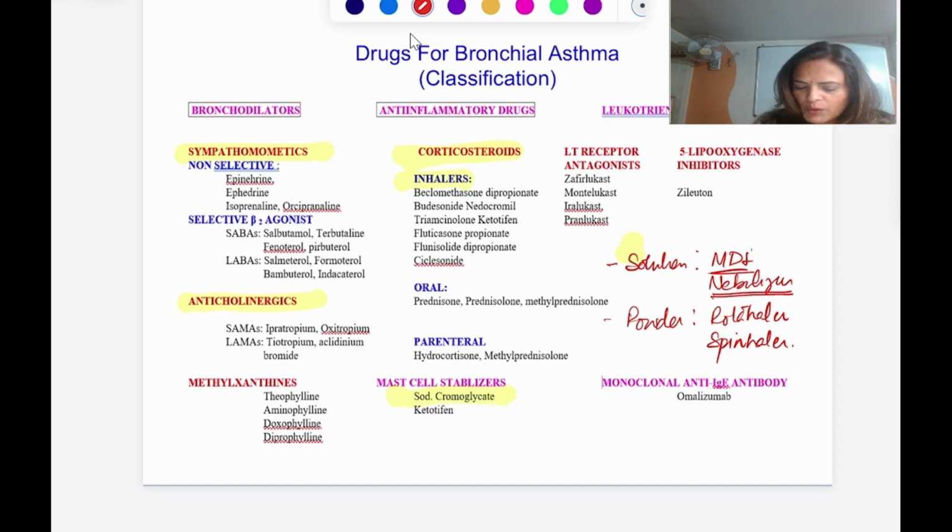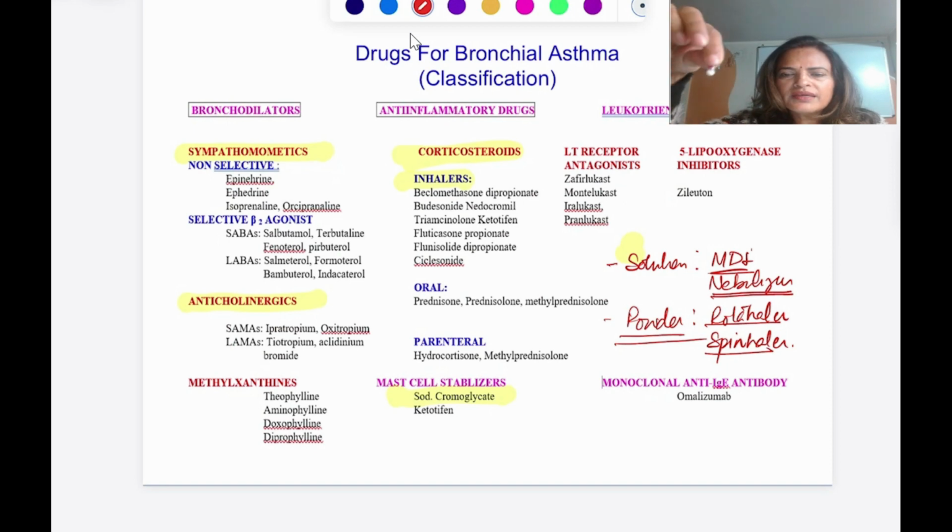Now in powder form, we have the rotahaler and the spinhaler. Here the rota caps are used. I'll show you one rota cap. So this is a rota cap. You can see the rota cap here. Okay.